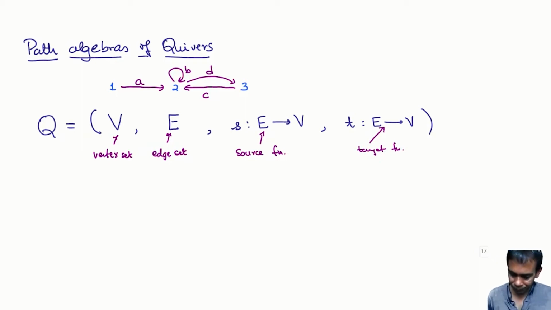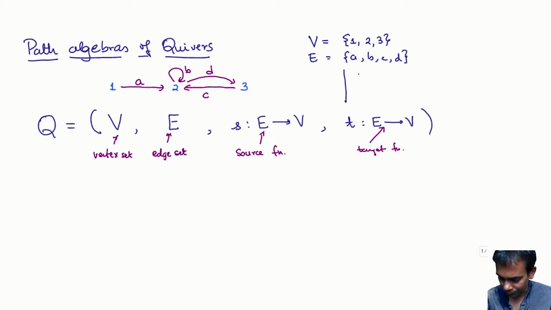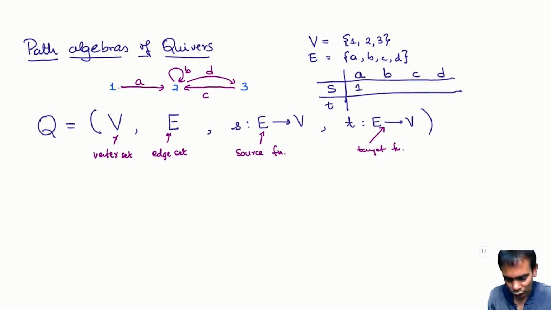In this example, they are as follows. V is just the set 1, 2, 3. E is the set A, B, C, D. And let me tabulate the source and target functions for A, B, C, and D. So you have A, B, C, D, and we can ask for their source and target. So source of A is 1 because the arrow starts from A, and the target of A is 2 because the arrow ends at A. Source of B is 2, target of B is 2. Source of C is 3, target of C is 2. Source of D is 2 and target of D is 3.